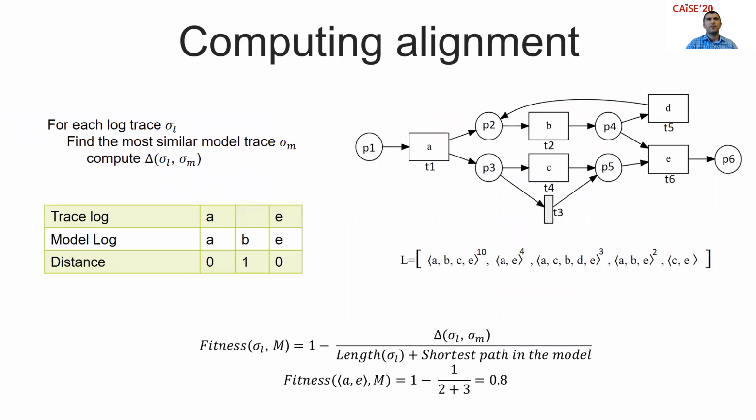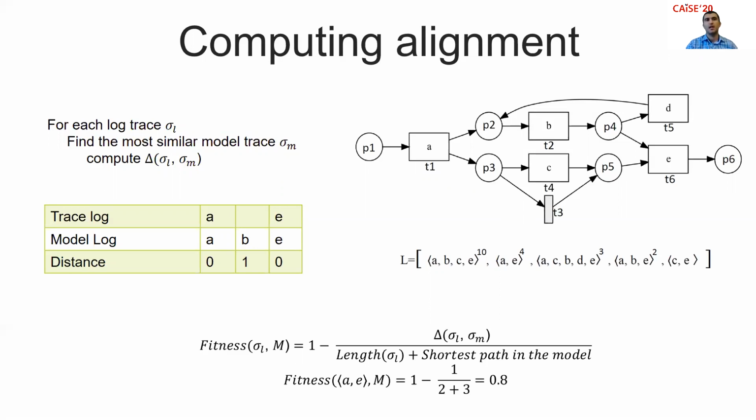We can consider a process model as a set of traces that can be replayed by it. Of course, if there is a loop in the model, it could produce an infinite set of traces. So the set of all possible traces could be infinite. To compute the alignment of each trace in the log with the model, we should first find the most similar trace in the model to the log trace. Thereafter, we compute how these two traces differ from each other.